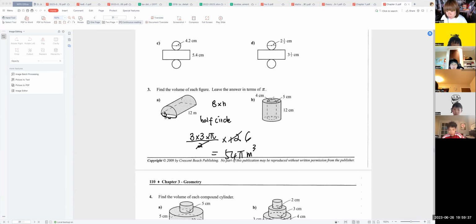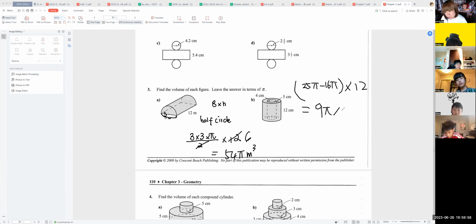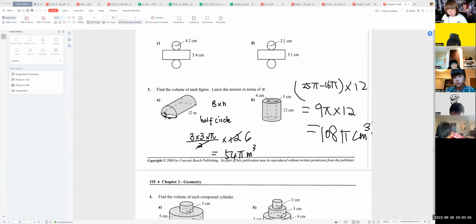Okay. So this one, Calvin has asked me, what do big R and small r mean? Big R is the bigger radius of the circle, and small r is the smaller radius for the inside circle. So basically it's 25 pi minus 16 pi, times 12. So that equals 9 pi times 12, equals 108 pi centimeters cube.